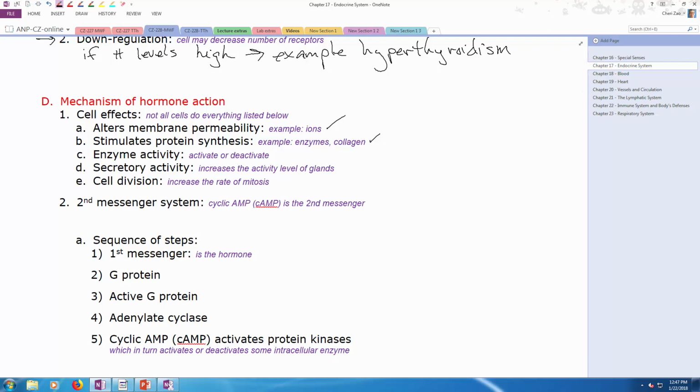It will affect enzyme activity. It will activate or deactivate various enzymes inside the cell. Thyroid hormones very good for activation processes. It will increase the secretory activity of glands. And when we have a hormone doing that, that type of hormone that causes another gland to secrete a hormone is called a tropic hormone. So we're going to have almost a cascading event of hormones stimulating another hormone to be released. And cell division increases the rate of mitosis, and indeed, that's something that you see also with growth hormone.